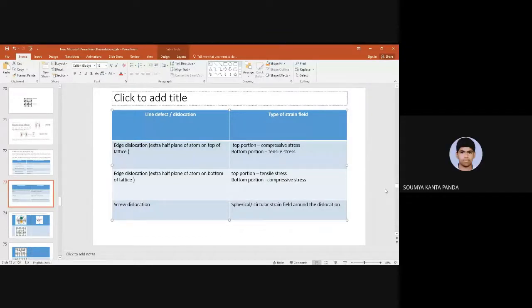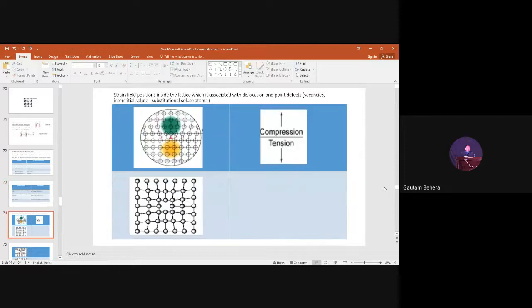Yes, sir. Okay, fine. I'll move to the next slide. Just look at the images. Do you understand this figure? This figure is showing an extra half plane of atoms sitting over here. This green portion is the compression field, and this yellow portion is the tensile field or tension field. I have already explained this.